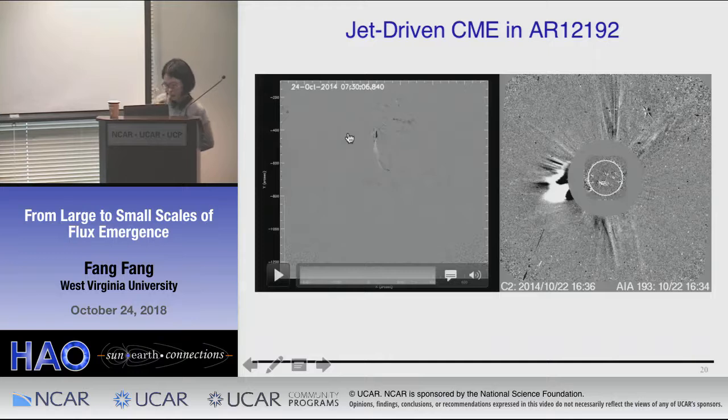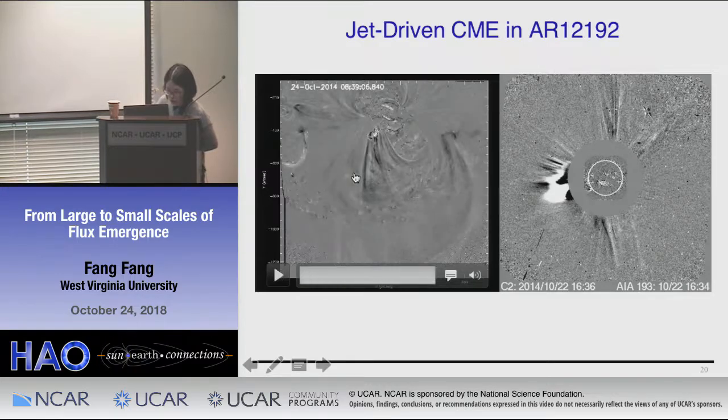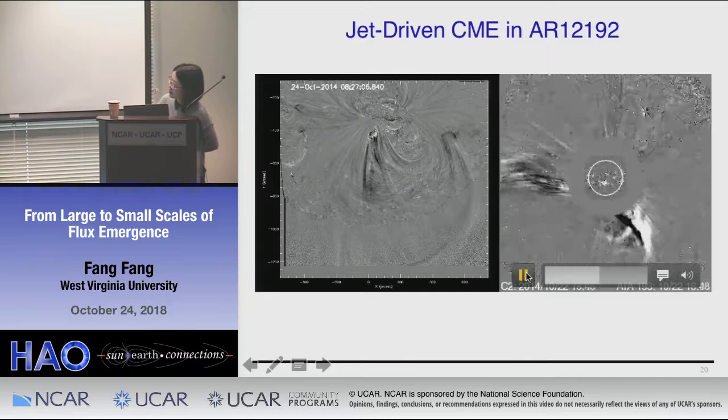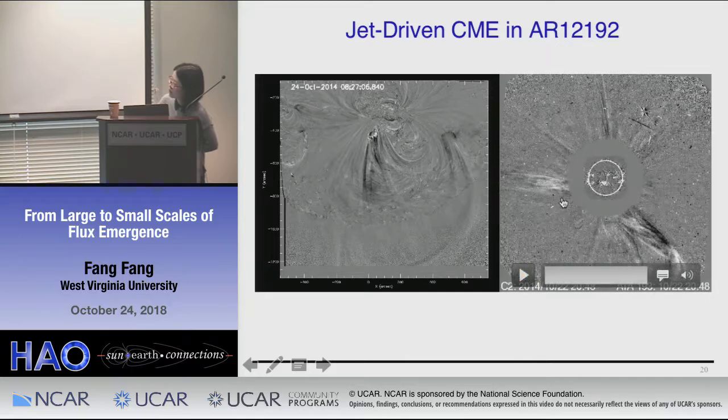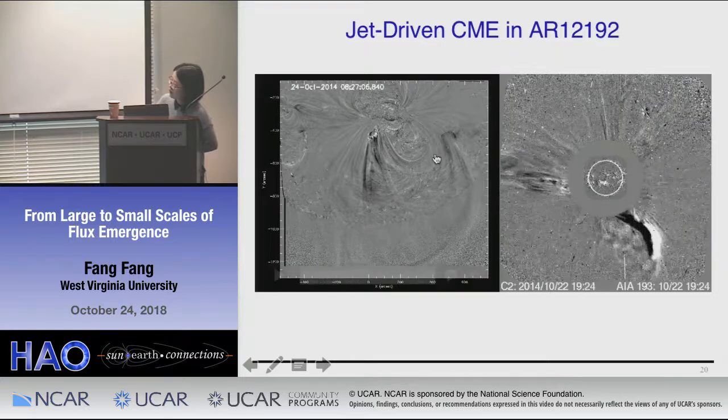There have also been observations of jet-driven CME events in active region 192. On the left is a difference movie of AIA images. It's a very short movie. You see this jet coming outward from one of the poles, the polarity, and then on the right is a LASCO image of a CME originating from the same region as the left.